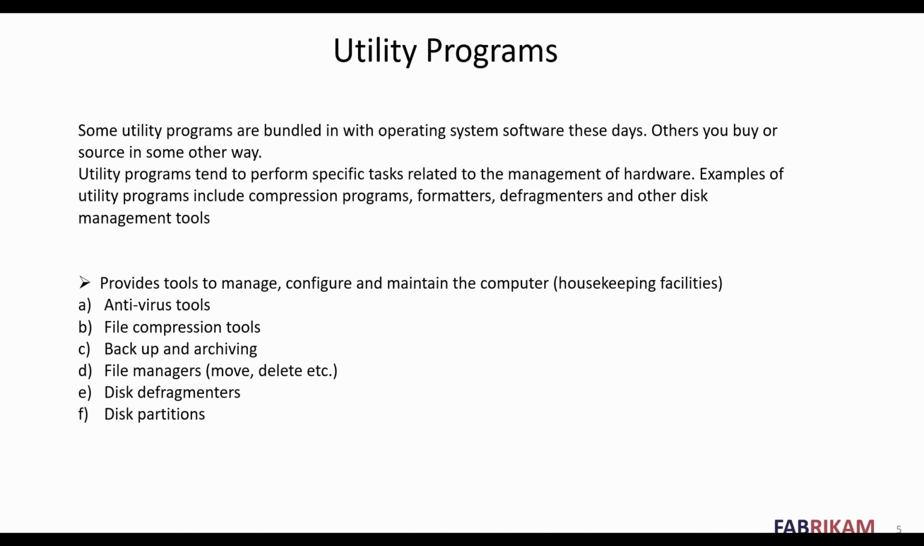And the other type of system software is the utility program. Some utility programs are bundled in with operating system software these days. Others you buy or source in some other way. Utility programs tend to perform a specific task related to the management of hardware. For example, antivirus tools, file compression tools, backup and archiving, file managers, disk fragmenters, and disk partitions.